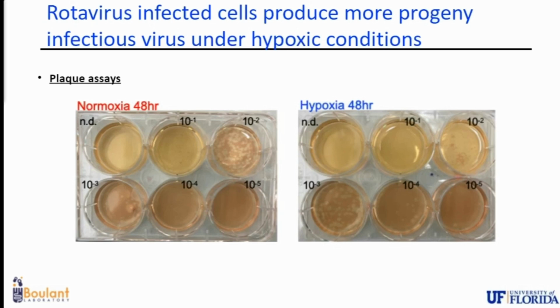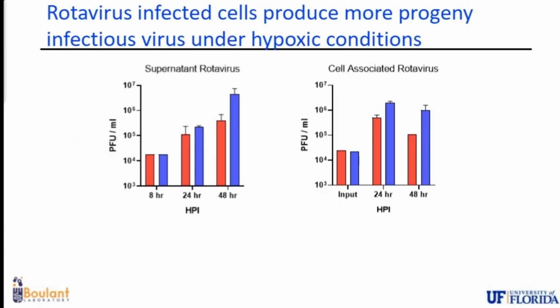And if we actually now look at the amount of de novo infectious virus particles that these cells produce, so here you have a plaque assay of rotavirus, and you can appreciate here that in the 10 to the minus 4 dilution or 10 to the minus 3, you have much more plaque in hypoxia at 48 hours post-infection compared to normoxia. So suggesting that we are really impacting the number of viruses that are produced during infection in hypoxic condition.